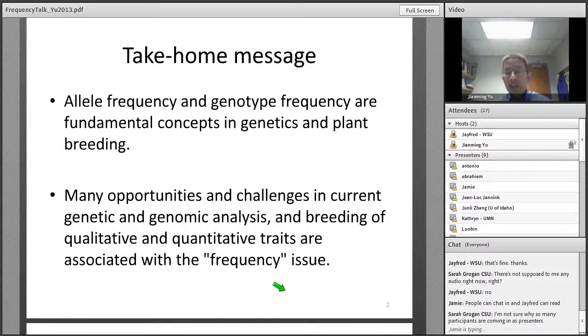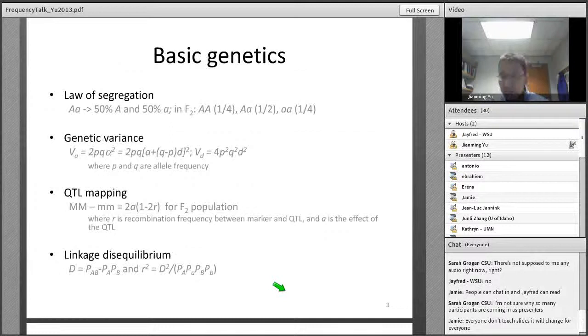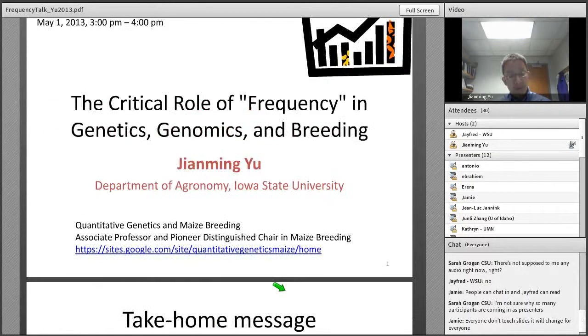I want to start with this take-home message, and then I'll repeat it at the end of the presentation. Allele frequency and genotype frequency are fundamental concepts in genetics and plant breeding. We are all aware breeding is a numbers game. To get a few good elite-by-elite recommendations, the good inbreds, you have to play the numbers game, and the reason is allele frequency and genotype frequency. You can almost say plant breeders always try to increase the frequency of the good alleles and purge the bad alleles. In terms of cultivars, inbreds or hybrids, it becomes genotype frequency. Many of the opportunities and challenges in current genetic and genomic analysis and breeding of quantitative and qualitative traits are associated with frequency issues, which I'll explain using four different areas.